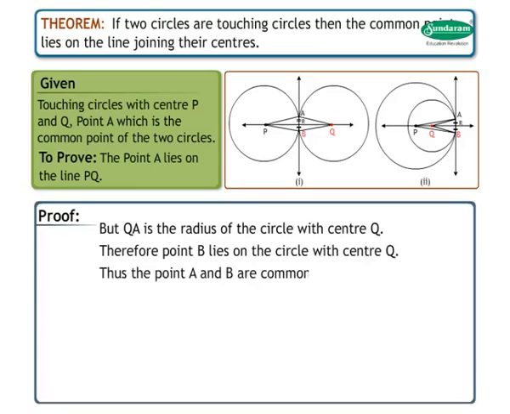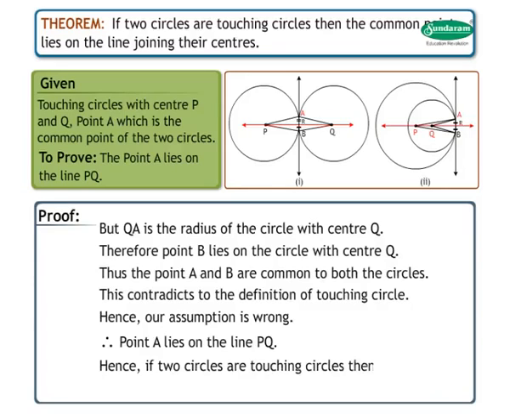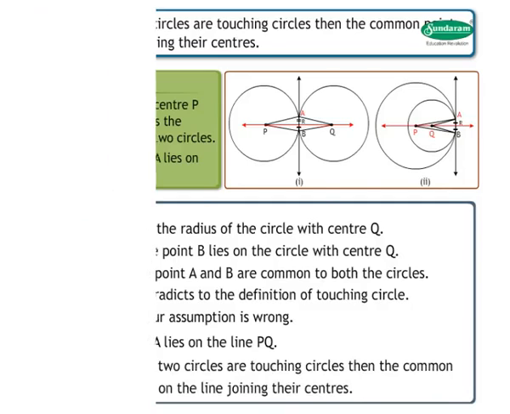Thus, the points A and B are common to both the circles. This contradicts the definition of touching circles. Hence, our assumption is wrong. Therefore, the point A lies on the line PQ. Hence, if two circles are touching circles, then the common point lies on the line joining their centers.